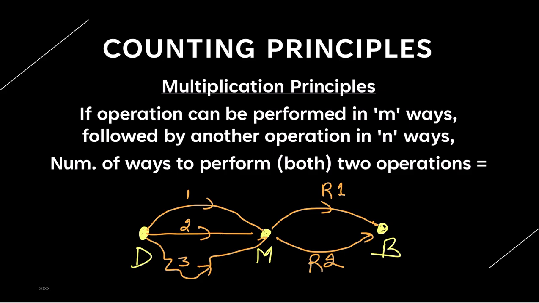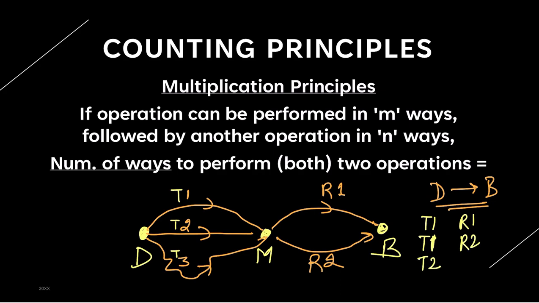So there are three ways of going from Delhi to Mumbai and two ways of going from Mumbai to Bangalore. How many ways are there of going from Delhi to Bangalore, right? Let's say the roads are T1, T2, T3. First way is you take T1 and then R1. Second way is take T1 again, but this time take R2. Third way is take T2 and then R1. Then go from T2, then take R2, right? Or go from T3 and then take R1, or go from T3 and take R2. So there are a total of 6 ways when we have 3 ways and 2 ways.